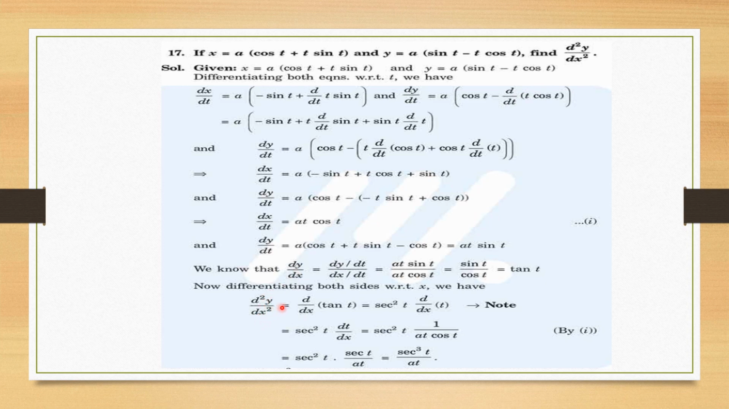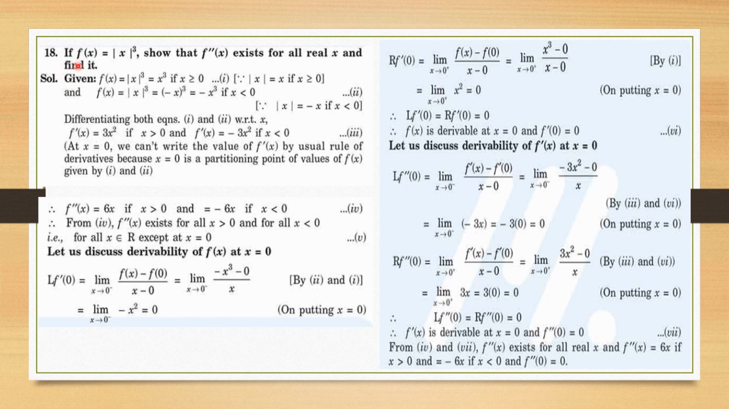So it is d/dx of dy/dx again, that is the derivative of tan t, which is secant square t into dt/dx. Okay, so dt/dx, you will re-put the value from here as it is dx/dt. So take 1 upon a t cos t, that is the reverse, you will get it as the term here. So secant square t, and it is your secant t cos t, take it to the numerator. So it will be secant t upon a t, so it becomes secant cube t upon a t.